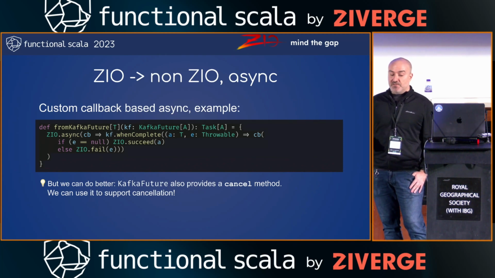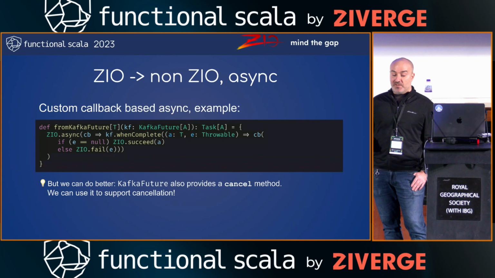We can use ZIO async. This is a little bit more complex, but basically, let's say we have a Kafka future, which is a custom Java future-like thing, and the Kafka future has a when complete callback. So in ZIO async, we get a callback from ZIO, which we can then call this CB thing. We can call it with either ZIO success or failure, succeed or fail, and we just have to translate this when complete A or E to failure or success.